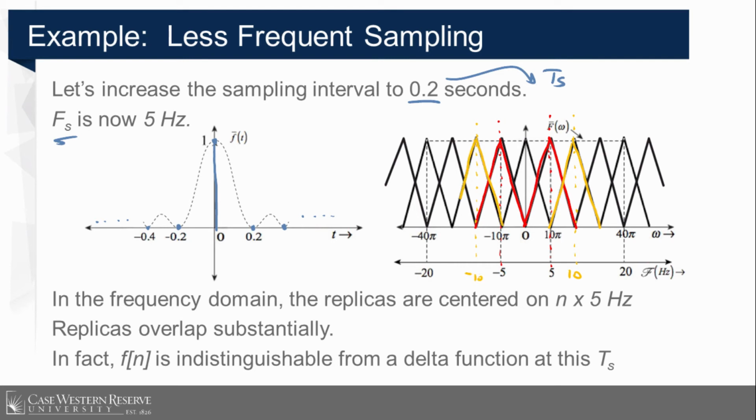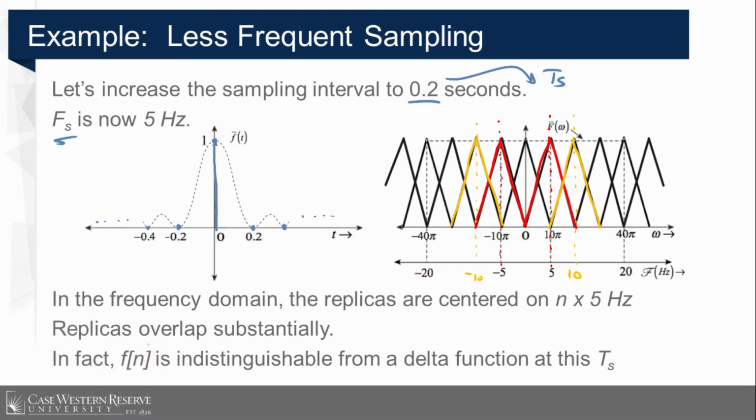So here I've just drawn a couple of my replicas, but you can see on this schematic, I'll have replicas at all these intervals of 5 Hertz. So 5 Hertz, 10 Hertz, 15 Hertz, 20 Hertz, all the way up to infinity, right? And we see that we have a lot of overlap in these replicas. And as I said before, we don't actually see these overlapping portions in our frequency spectrum. We'll see the overall sum of all of these replicas.